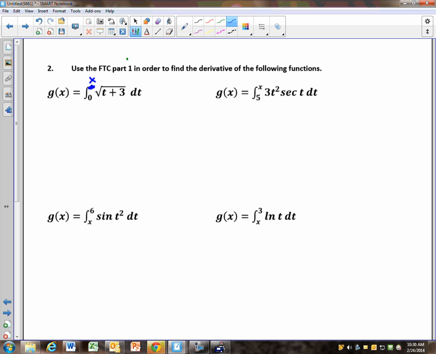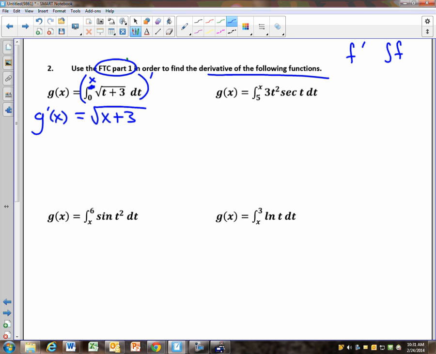All right, here we go. See if we can do it. Use the Fundamental Theorem of Calculus Part 1 in order to find the derivative of the following functions. So, what is the derivative of g of x? It is g prime of x. So I take the derivative of the left-hand side, I get g prime. Now, derivatives, again, are inverse operations of integrals. So this sign, prime, like f prime, is an inverse operation to integral of f. So if you're going to take the derivative of this, what goes away is your integral sign and your dt sign. That stuff goes away. And you put the x in there. So root of x plus 3. That's it.